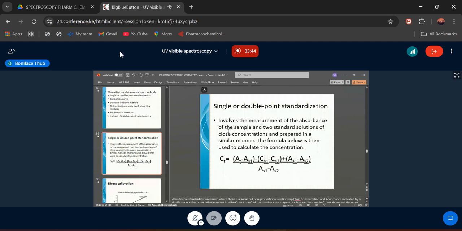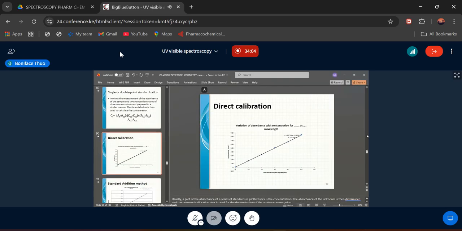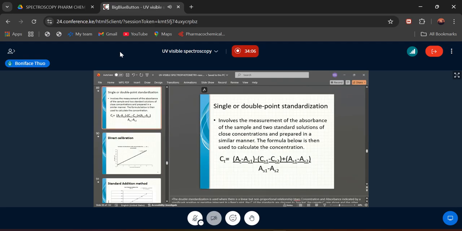So this is for a single standard, using just two concentrations, one of the standard and one of the unknown. That formula can be used for that calculation. We would go into the details of how you come to that, but it's something you can work out using the simple equation that we said relates concentration to absorbance.